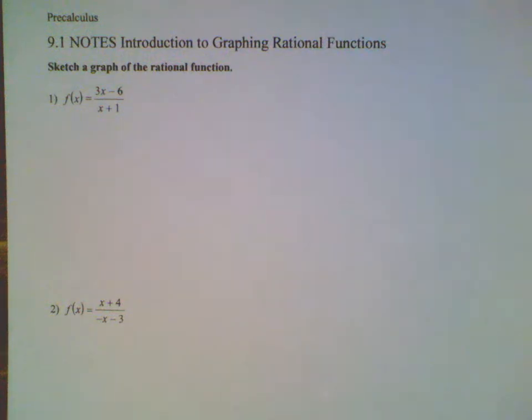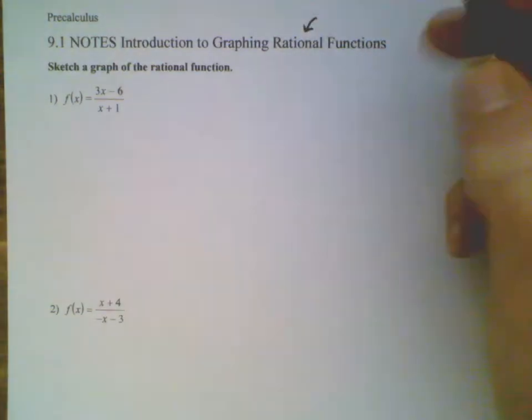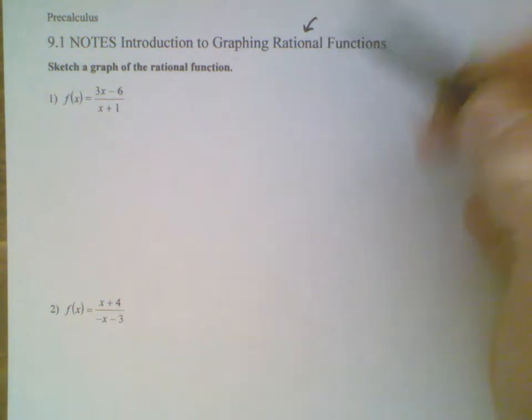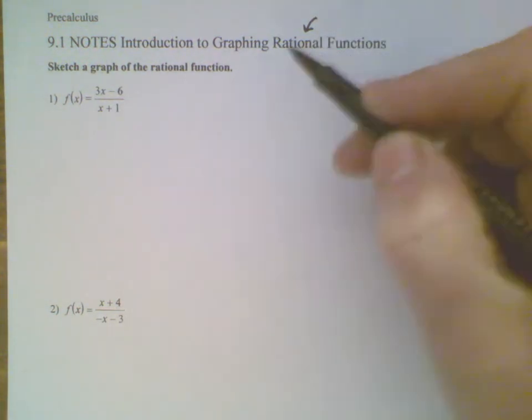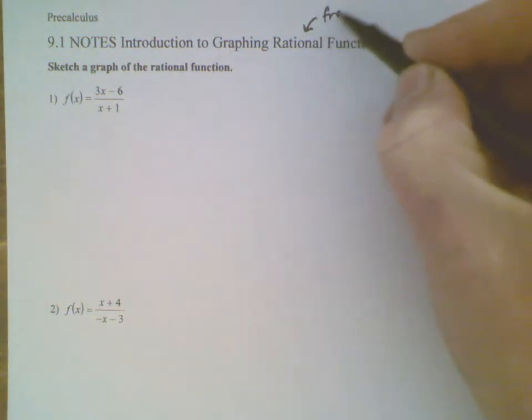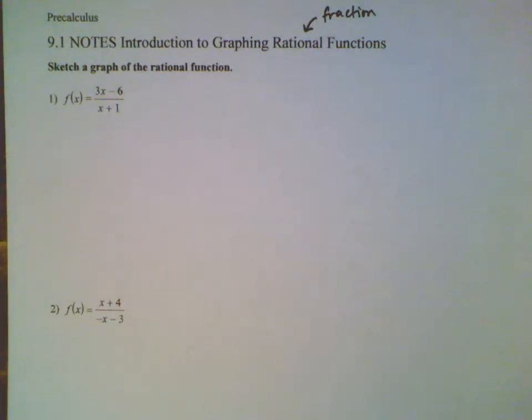So welcome to Unit 9. We are going to be graphing rational functions. We've talked about rational functions before, but a rational number is any number that can be written as a fraction. So when we look at rational functions, we're going to be looking at fractions, functions that are fractions.